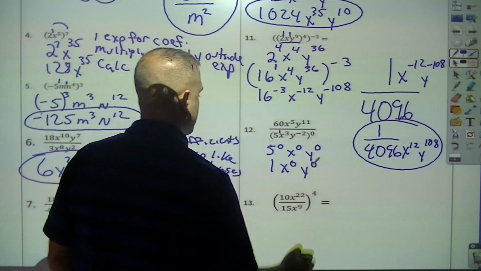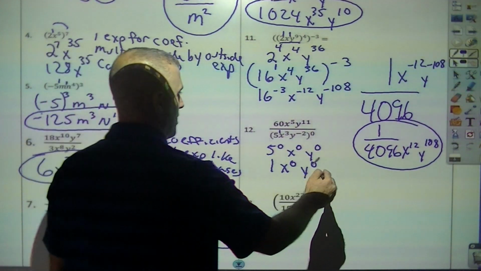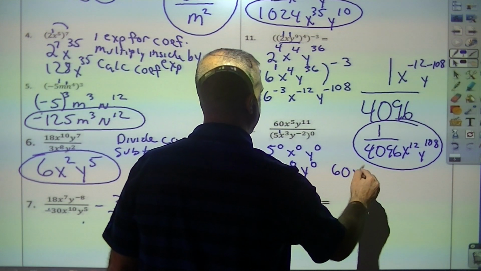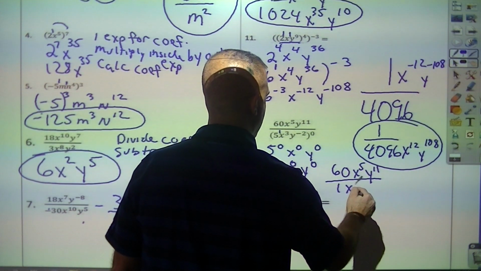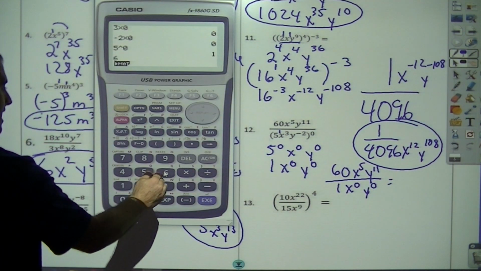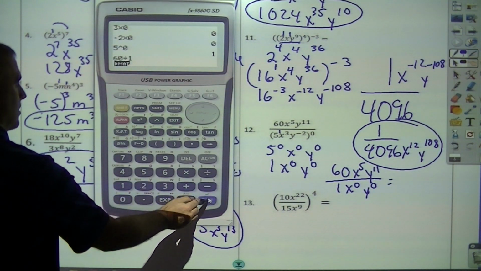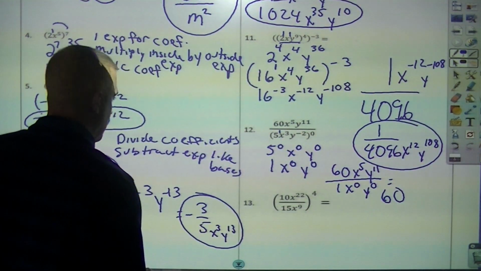Now someone's going to say, Mr. Evans, can I do the finishing rule? No, because we're not really done with the problem yet. What we have here is 60x to the 5th, y to the 11th, over 1x to the 0, y to the 0. So now I have division. I'm going to divide 60 by 1, which would just be 60. And then I'm going to subtract the exponents.